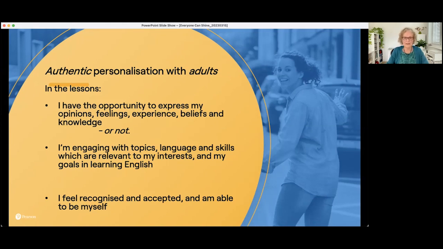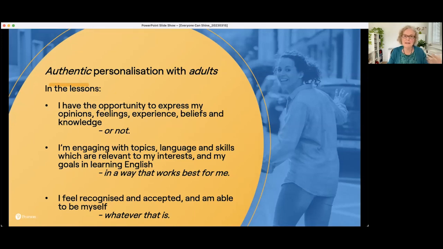This next one, in a way that works best for me. So I can choose not to engage with certain topics, but I may have my own style, my own way of working with language skills topics. And finally, whatever I'm like, I want to feel recognized and accepted in the classroom.